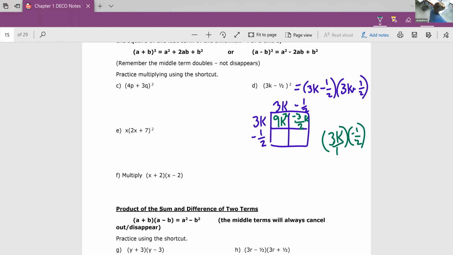And if I look at this for the bottom left box, I have negative 1/2 times 3k. Isn't that the same thing I just multiplied? So I know what goes in this box. It's what? The same thing I got here. A negative 3 over 2k. Negative 3/2 k. All right?